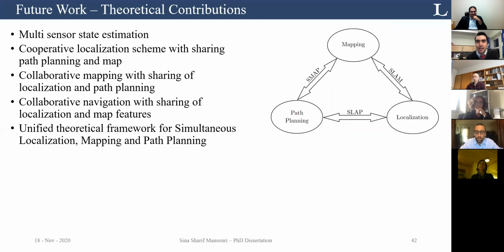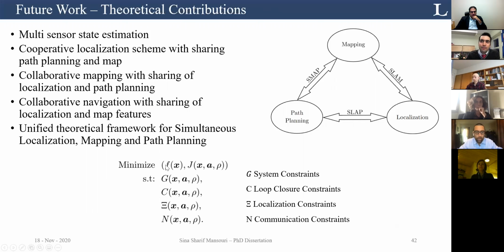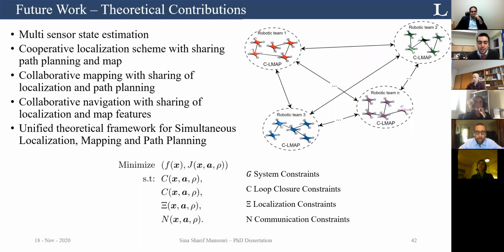And maybe as the end goal, we will have some unified theoretical framework that does real simultaneous localization, mapping, and path planning. To give an example, assume f(x) is the term, for example, for localization, and J is the term for the controller. Then we have a multi-objective optimization that should consider system constraints, collision constraints, localization constraints, and communication constraints in case of multiple platforms.